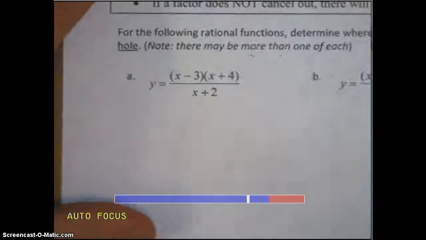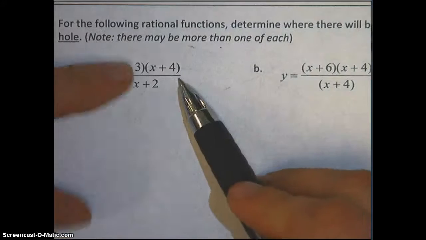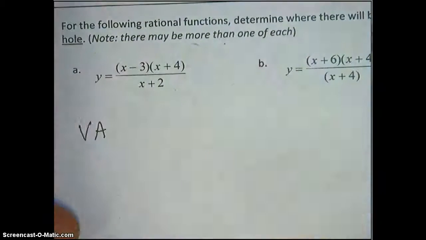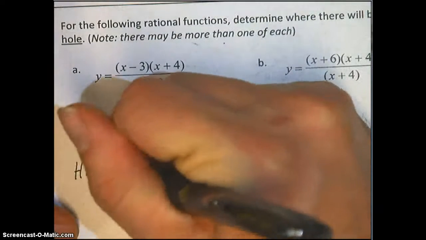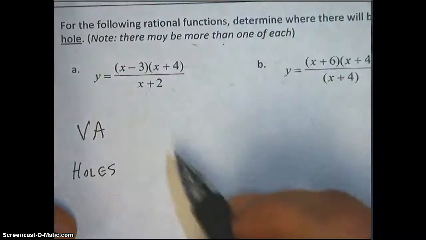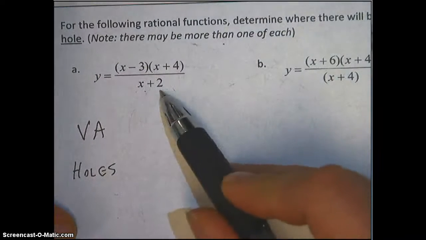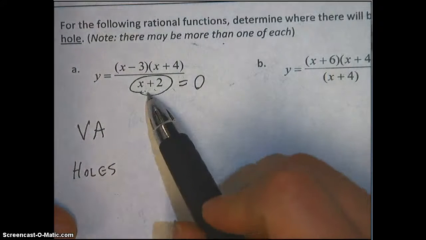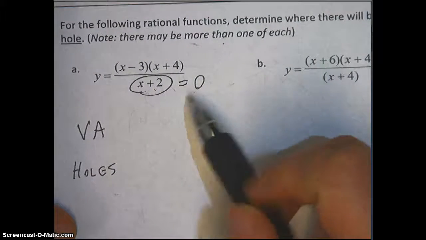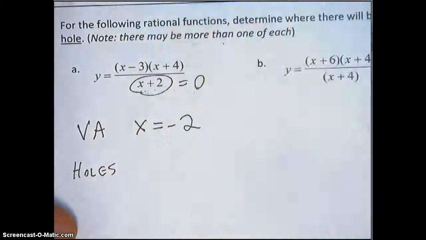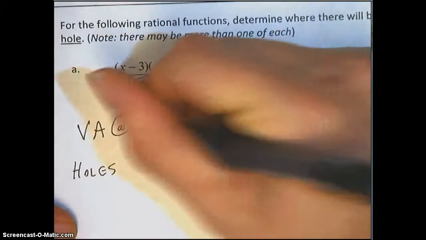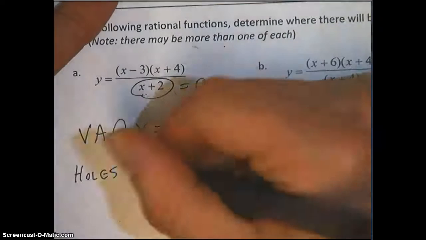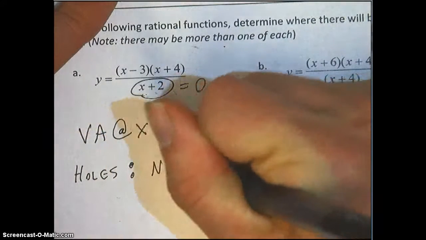Look at this guy right here. I've got x minus 3 times x plus 4 divided by x plus 2. So I'm going to list two things. I'm going to list the vertical asymptotes and the holes. Now, I see one thing in the denominator here, x plus 2. So I need to take that whole thing and set it equal to 0. And when I do that, x plus 2 equals 0. Subtract 2, you get x equals negative 2. So I have a vertical asymptote at x equals negative 2. Now, I didn't cancel anything, so there are no holes.